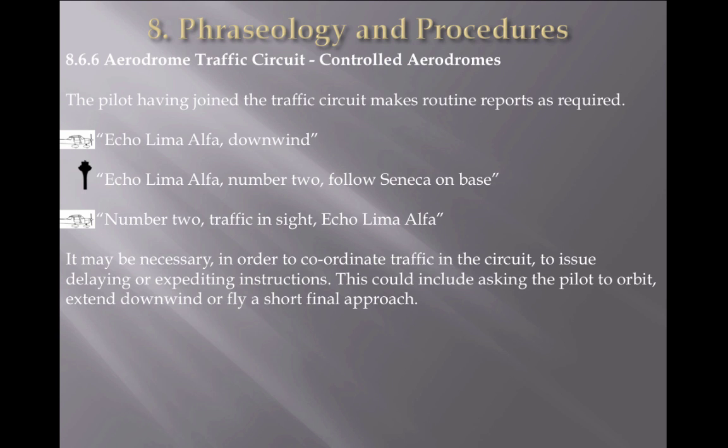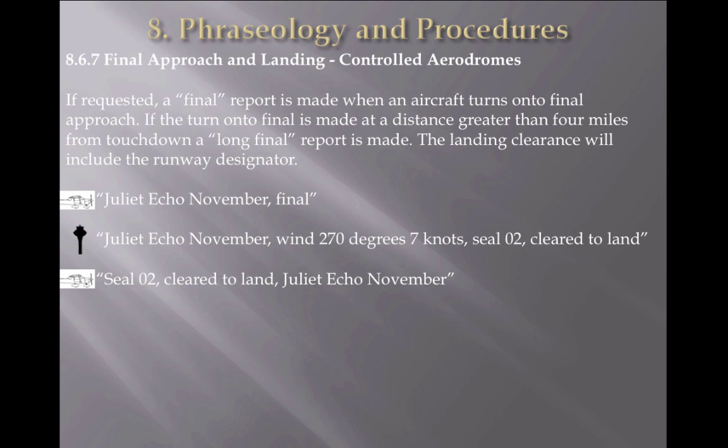The pilot, having joined the traffic circuit, makes routine reports as required. The most common one is always downwind. Echo Lima Alpha downwind. Tower will respond, Echo Lima Alpha, number 2, follow Seneca on base. Number 2, traffic in sight, Echo Lima Alpha. It may be necessary in order to coordinate traffic in the circuit to issue delay or expedition instructions. This could include asking the pilot to orbit, extend downwind, or fly short final.